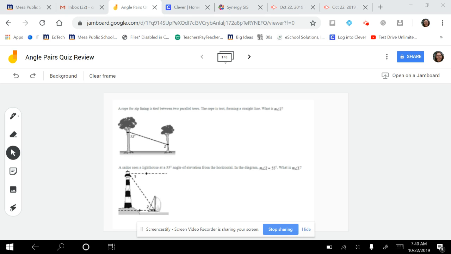Hey, good morning. So this one says the rope is a zip line between two parallel trees. The rope is taut, forming a straight line. What is the measure of angle 2?